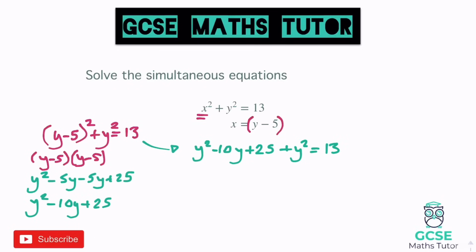Right, so we can tidy this up because we've got those two y squareds there. So we can add those together and simplify that. So we'll have 2y squared minus 10y plus 25 equals the 13.